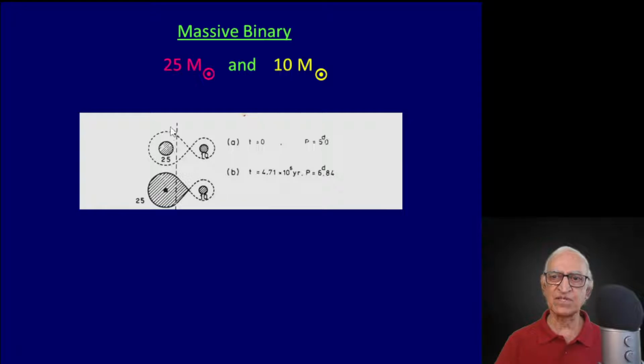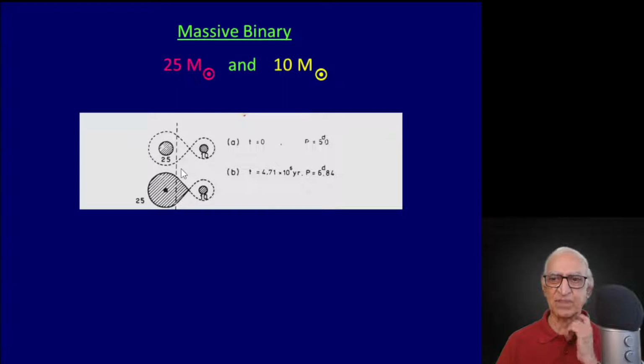Now let us be very specific and consider a massive binary. For the sake of this illustration, I shall consider a massive binary with masses 25 solar mass and 10 solar mass respectively. And these are the Roche lobes of the two stars. This figure and several figures like this I shall show are taken from papers by Professor van den Heuvel, who is the most distinguished stellar astrophysicist at the University of Amsterdam in the Netherlands.